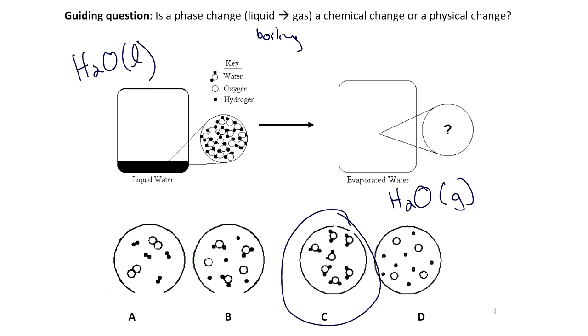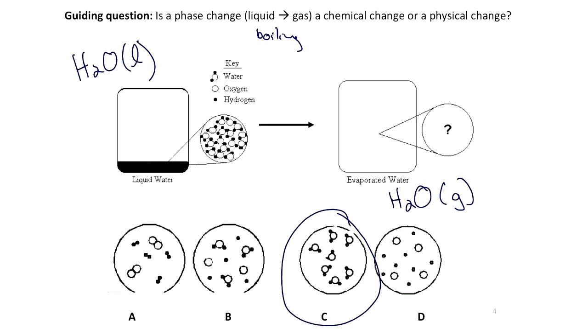When we boil something, when we change something from a liquid to a gas, that's a physical change. So are we changing the identity of water? No. So are any chemical bonds broken or made? No. All we're changing is the distance between the particles themselves. That's it. So you can see both pictures have the same exact water molecules, just copy and pasted in two different places. A, B, and D, in order to get these pictures, you actually have to break chemical bonds.